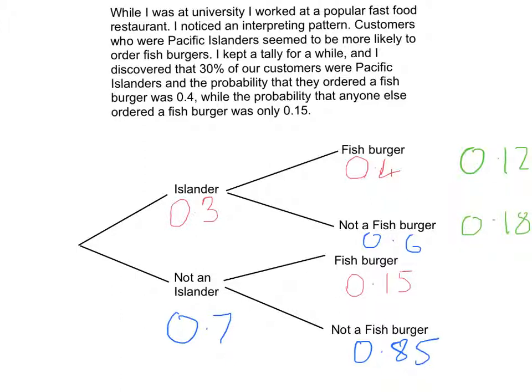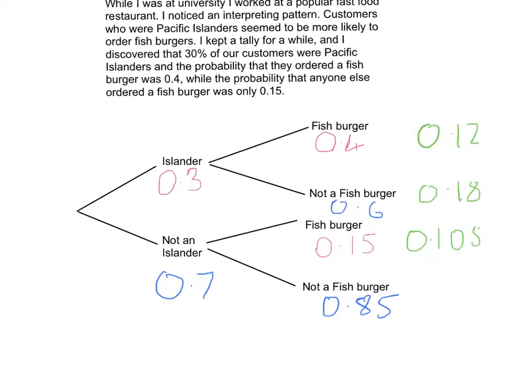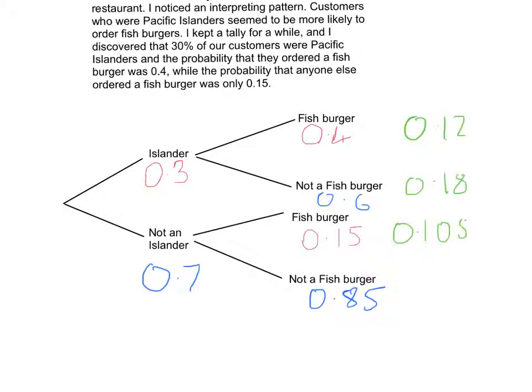Then we have the probability that they are not a Pacific Islander and they order a fish burger. And this one's 0.105. Right. Which leaves the last bit there, the probability that they are not a Pacific Islander and they do not order a fish burger, which is 0.595.